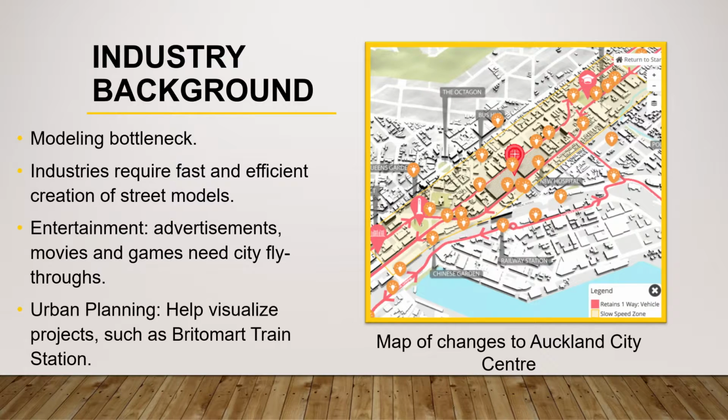They might need city fly-throughs. You can think of the Spider-Man movie. Spider-Man's flying through Brooklyn or New York or whatever. The industry wants to generate a map of that and make 3D models of it, but that's the bottleneck. It takes a long time, so with computer generation they can get that map real quick.